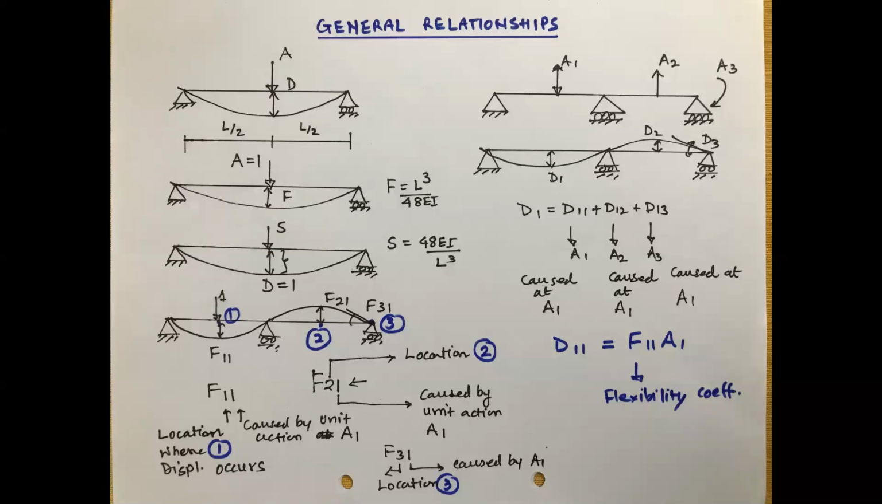So what we can understand is, when we want to generate the flexibility coefficient in this continuous beam, the figure after this is this. All of you can see this figure.